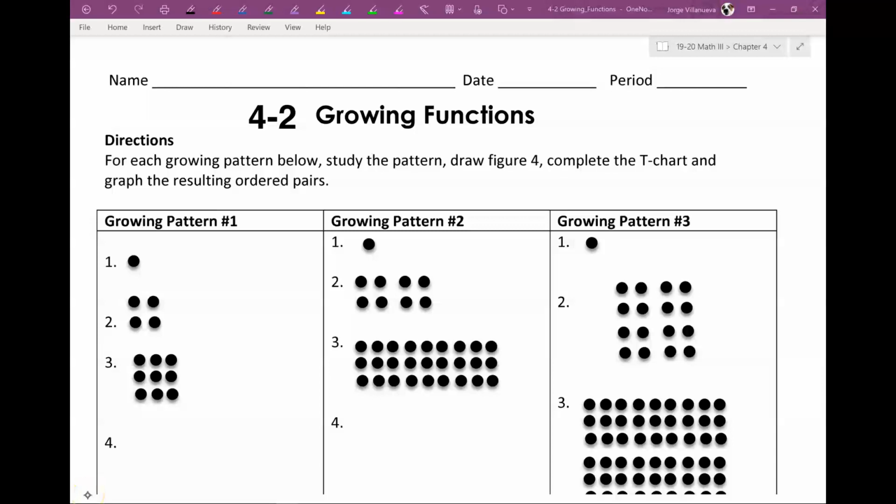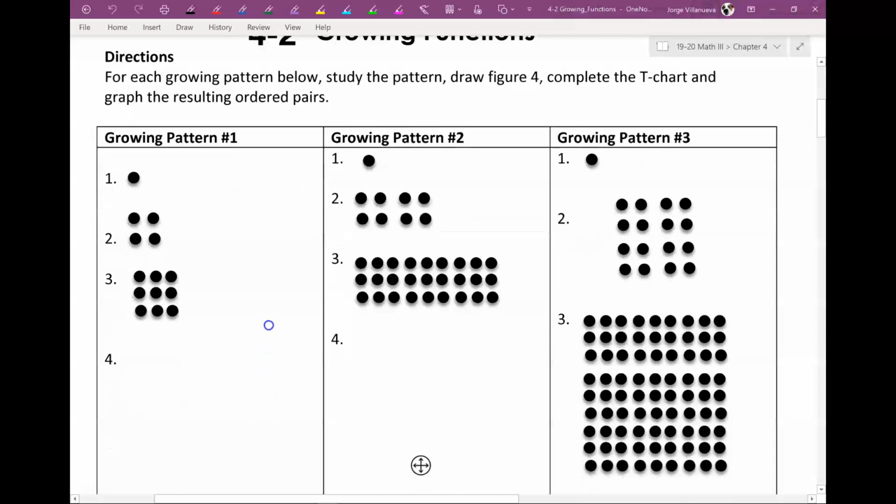All right, so section 4.2, growing functions. I'm going to give you a minute or so to do the first two columns, growing pattern number 1 and growing pattern number 2. They say for each growing pattern below, study the pattern, draw figure 4, in other words, the fourth part of this, and then complete the chart at the very bottom, resulting in ordered pairs.